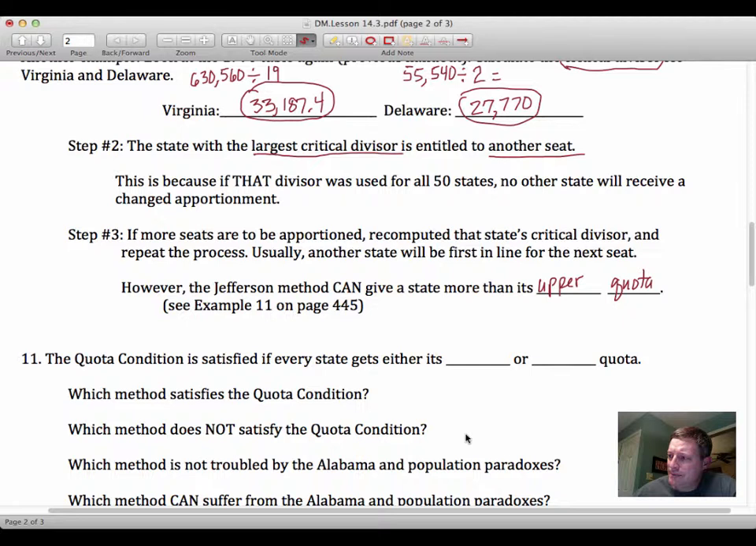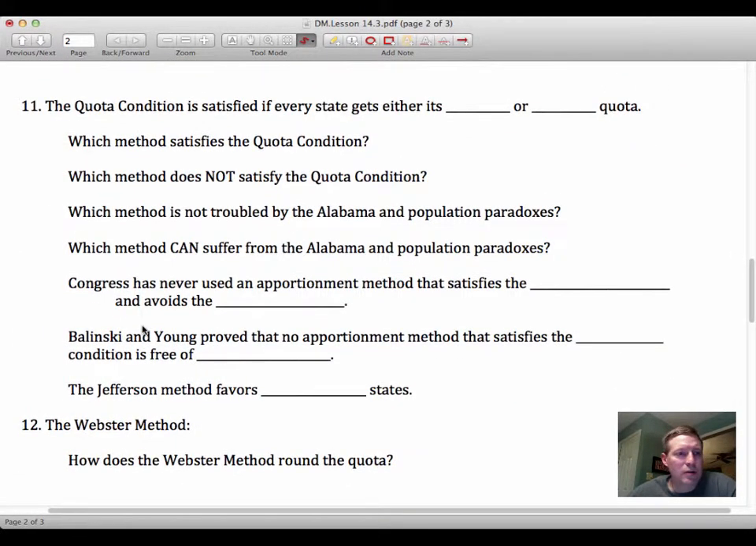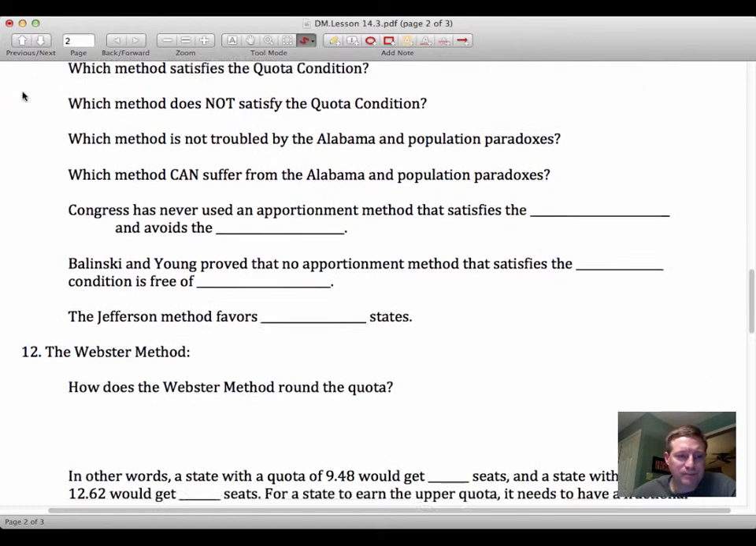And then the quota condition, and really I think all the rest of these things in here you can find in your textbook. So I'm not going to belabor this anymore, because the quota condition is all written in your textbook, so you can find all of these answers there.